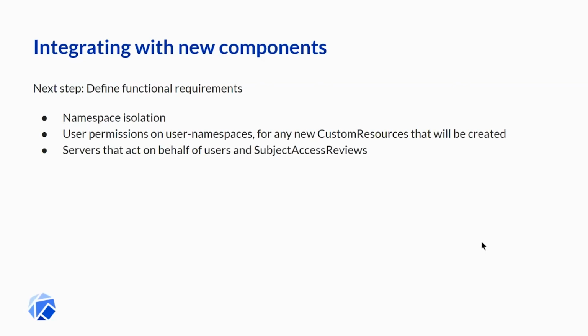And this impersonation check is always implemented with subject access reviews. And for this reason, we need to ensure that all the extra add-ons and components that have servers that might act on behalf of the users will need to respect Kubernetes RBAC and not allow users to jeopardize a cluster and touch anything in any namespace.